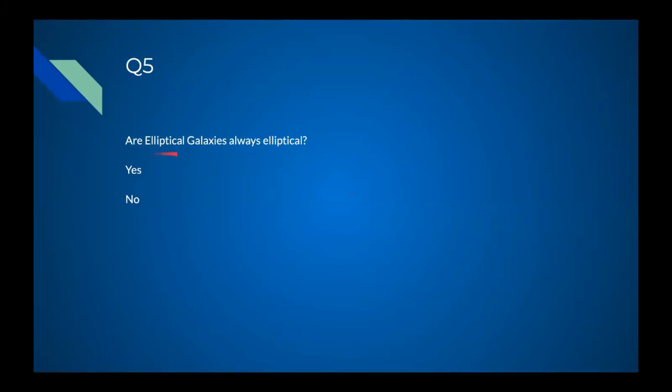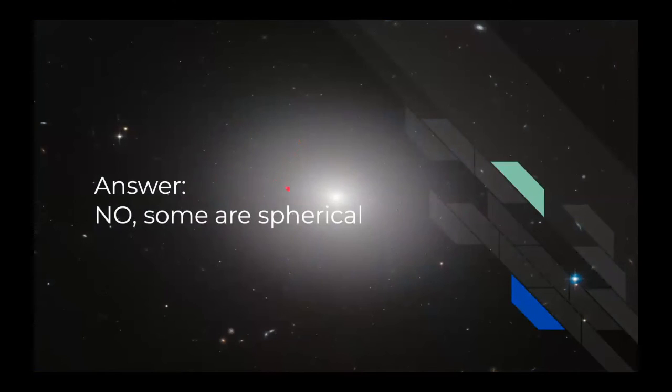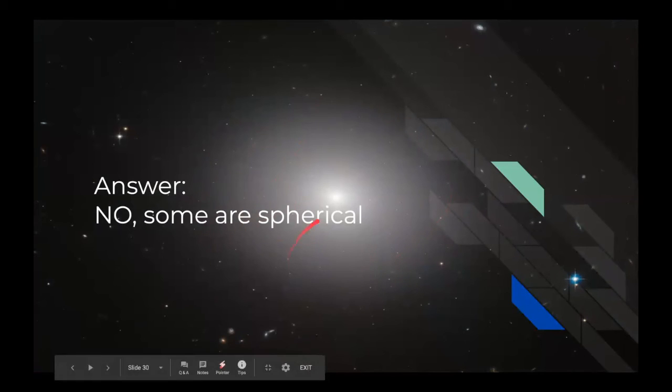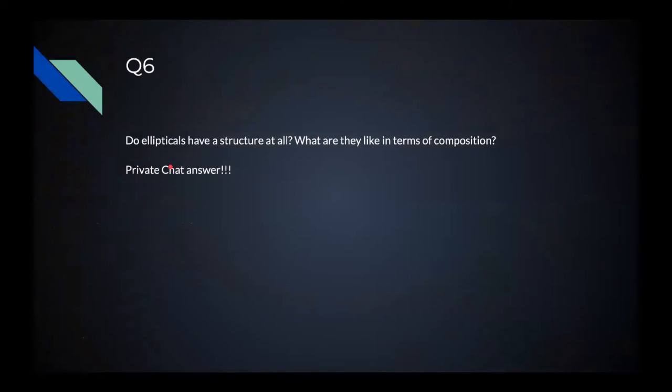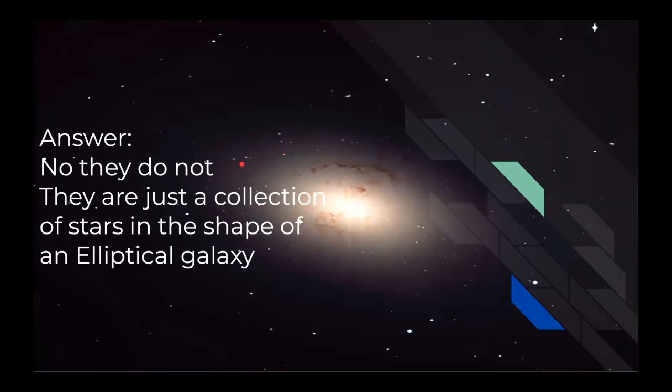Are elliptical galaxies always elliptical? No, they are not always elliptical. Some are spherical in shape, like the one in the background. Do ellipticals have a structure at all? And what are they like in terms of their composition? They don't actually have a structure per se. It's not a structure, it's just a mash of stars in the shape of an elliptical galaxy.